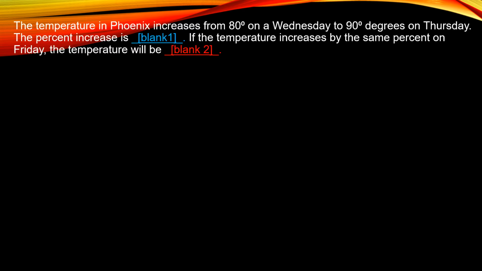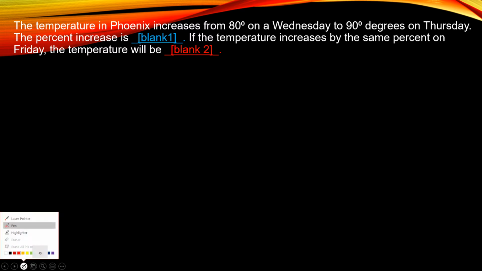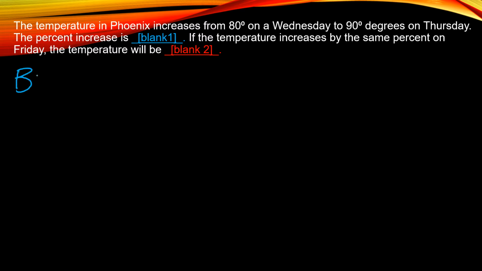All right, let's try another one. The temperature in Phoenix increases from 80 degrees on a Wednesday to 90 degrees on a Thursday. The percent increase is blank. If the temperature increased by the same percent on Friday, the temperature will be blank. So for blank 1, I need to figure out what the actual percent increase is.